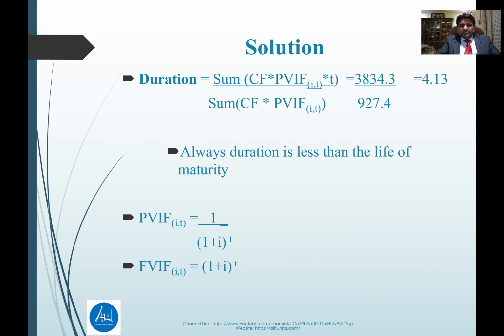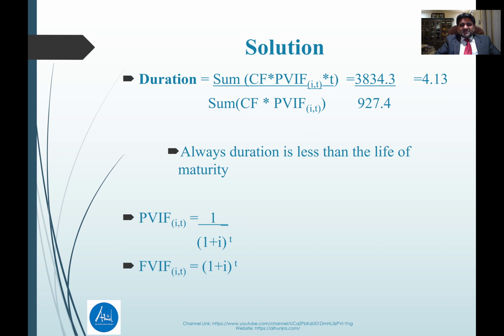Here is the sum, 3,834.4. So in the formula we require the sum of present value multiplied by T, that is 3834.4 divided by the price of the bond, 927.4, which is 4.13 years. The duration is always less than the maturity, because it is the average life, 4.13 years. So the average life is less than the maturity, and the maturity of the bond is 5 years.